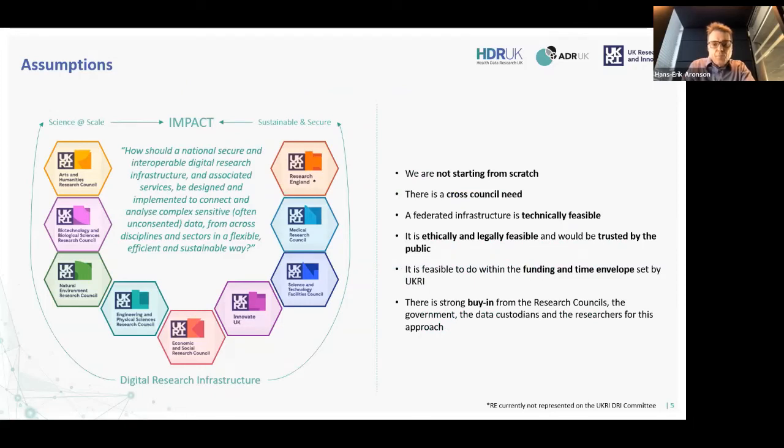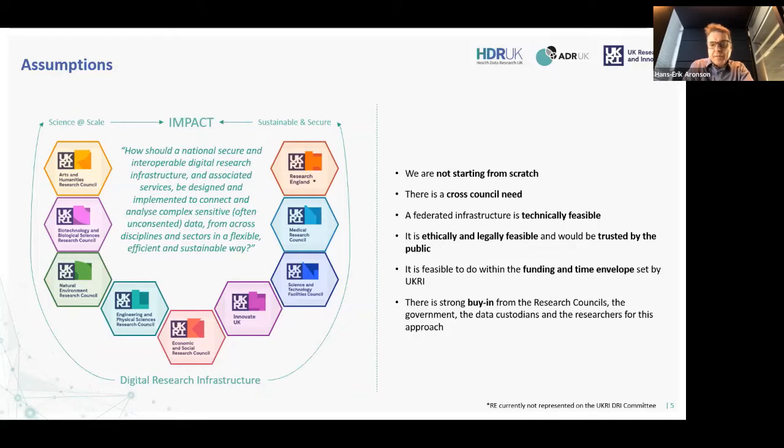So this journey is starting under a number of assumptions. They are outlined to the right here. We're not starting from scratch. There is a cross-council need for this approach. The federated infrastructure is technically feasible, and very importantly, that it's ethically and legally feasible to do this, and that it will be trusted by the public. And this motif of trustworthiness with the public is a key part of this journey, and we're very mindful about that at every juncture.